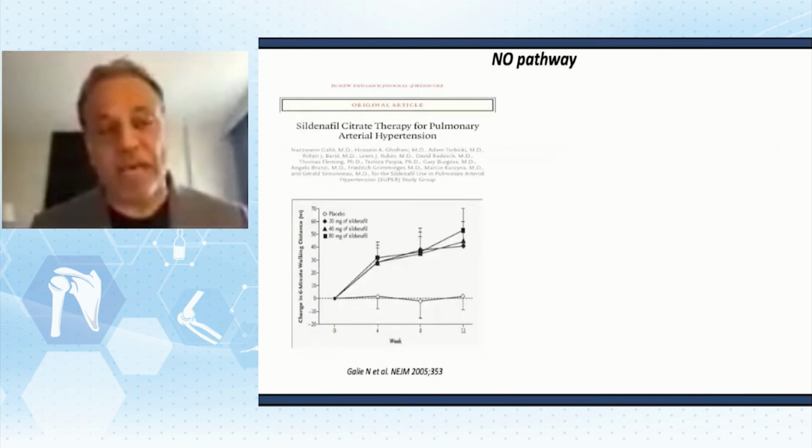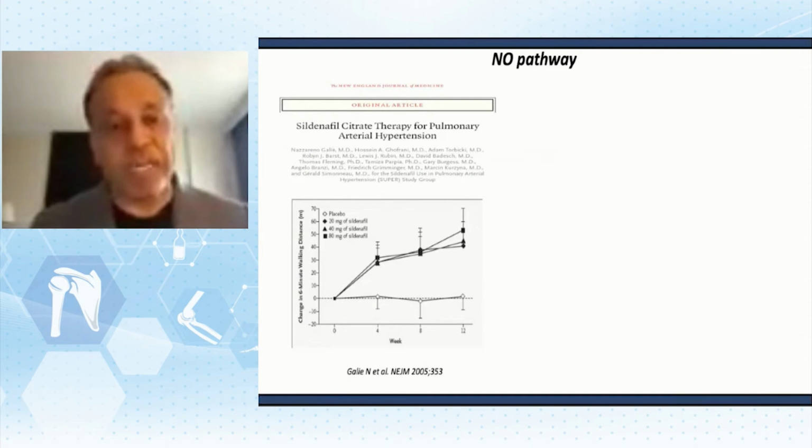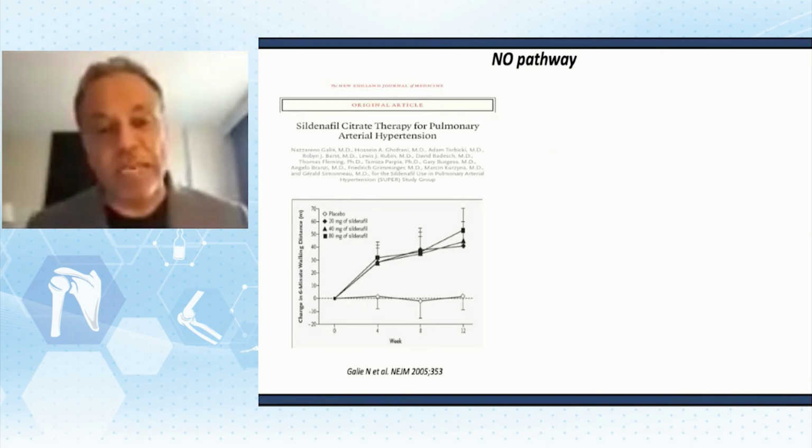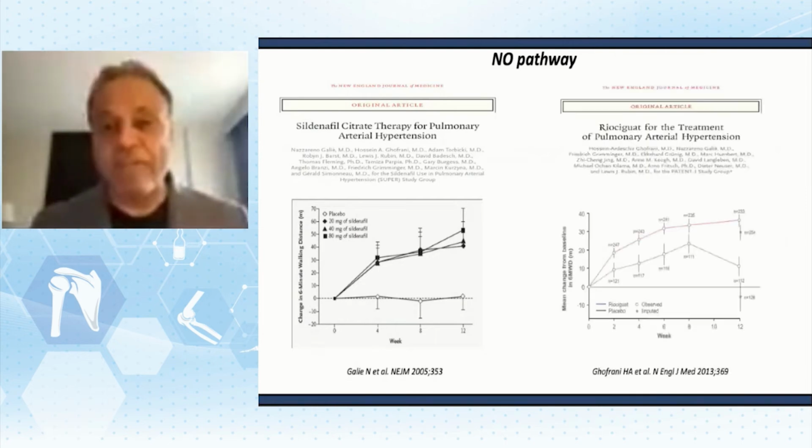And finally, we have the nitric oxide pathway. The first study was the SUPER study looking at sildenafil using 3 different doses, 20 milligram, 40 milligram, or 80 milligram TID, and again looking mainly at the 6-minute walk distance as the primary endpoint, it showed that sildenafil at the 3 different doses was very much superior to placebo. At the moment, the recommended dose is 40 or 80 TID, because the 20 milligram TID bioavailability seems to be waning off after 1 year of therapy.